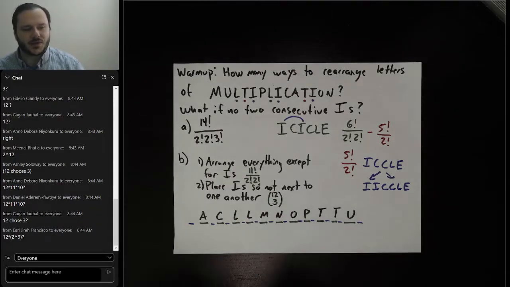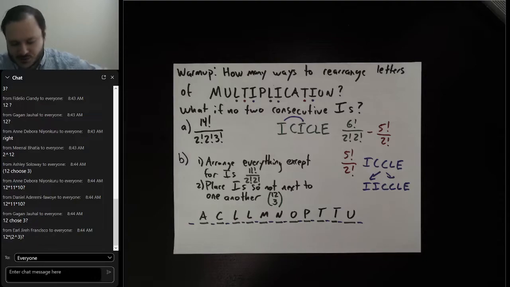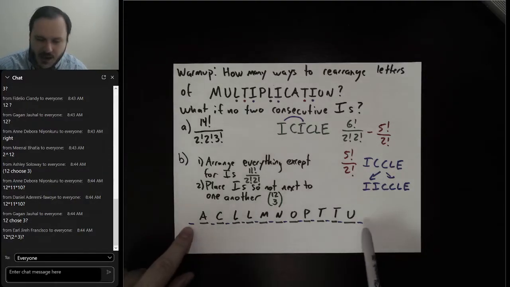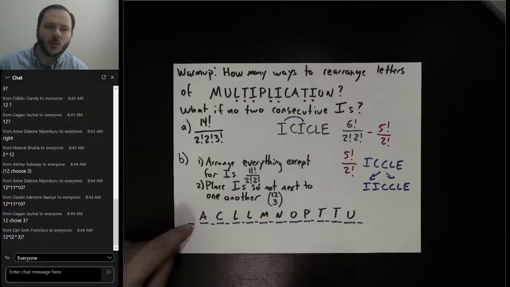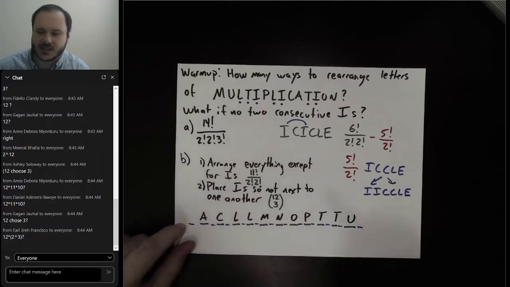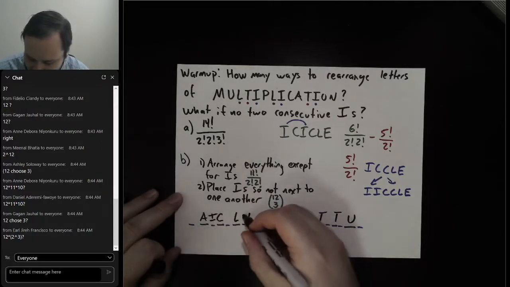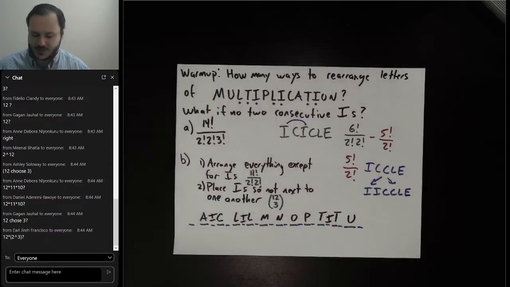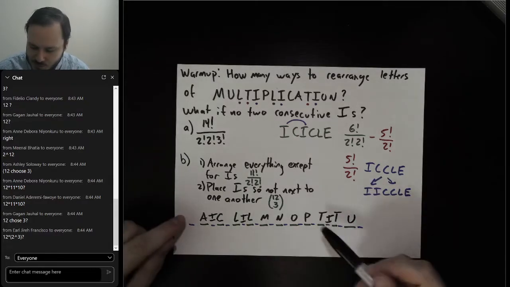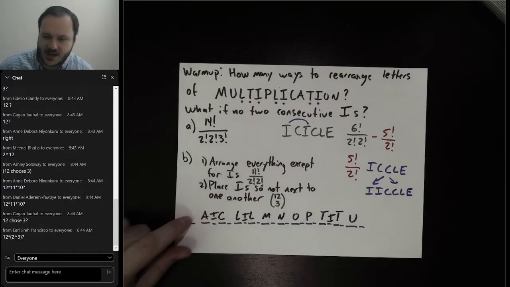Which, by the way, is why this warm-up question comes right after we learned about choosing. I have these 12 spots. It doesn't matter what order I choose them in. I just need to choose 3 of these 12 slots for my I. So maybe this particular one, I put an I here, here, and here. And now I have an arrangement of the letters of multiplication where the I's did not end up next to each other.